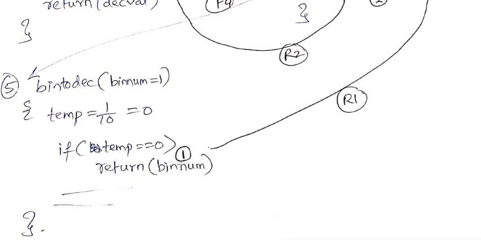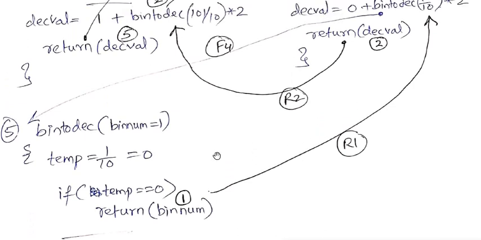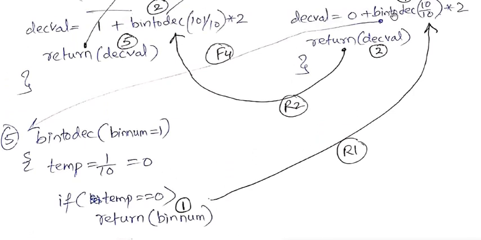So this will return 1. Whom will it return 1 to? Whoever called this function. And who called this function? This particular place got the call. So it will return. So this is the return 1, or reverse call. Okay, return 1.